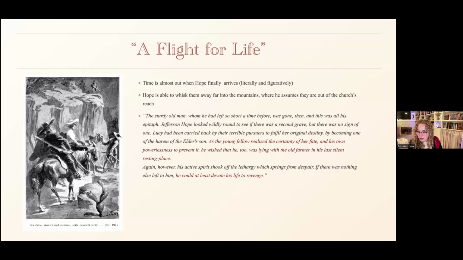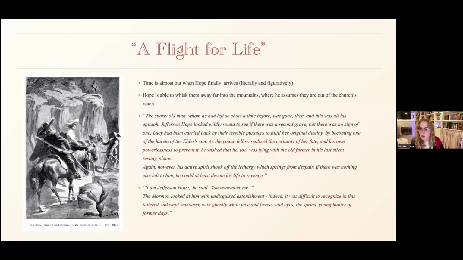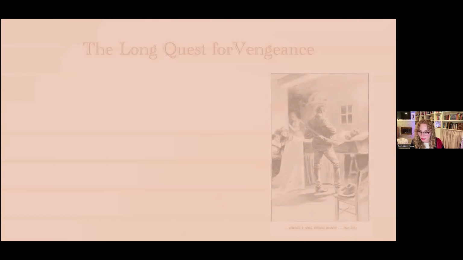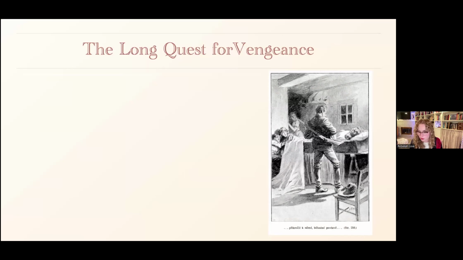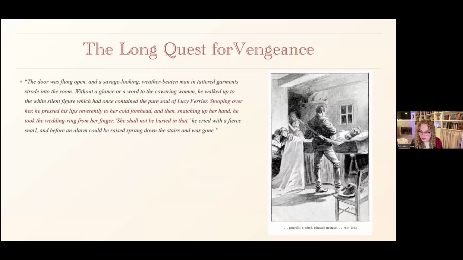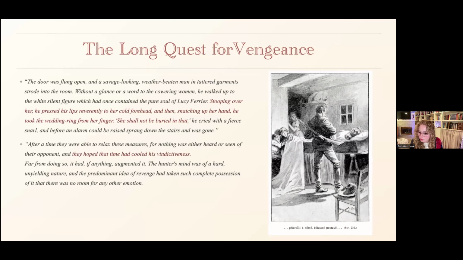Knowing there is nothing to be done for her, Hope despairs, before resolving to devote his life to revenge. By the time Hope makes his way back to town, he has undergone a severe transformation, so much so that others find it difficult to recognize him before he gives his name. When Lucy is on her deathbed, Hope storms into Drebber's home and places a tender kiss to her forehead, then takes the wedding ring from her finger, declaring that she will not be buried in it. Then begins the long quest for revenge.